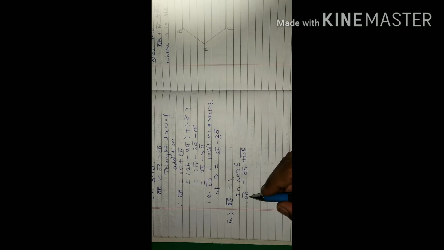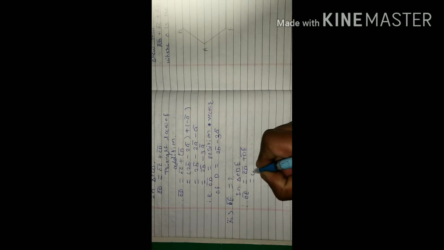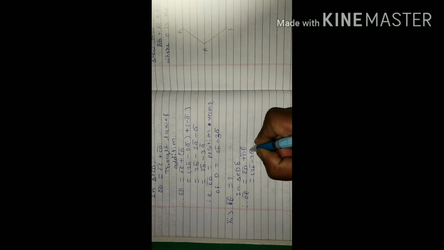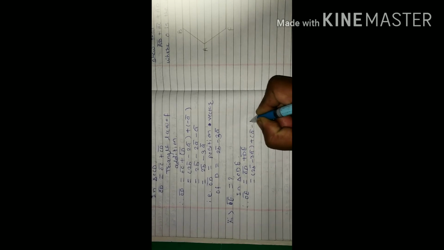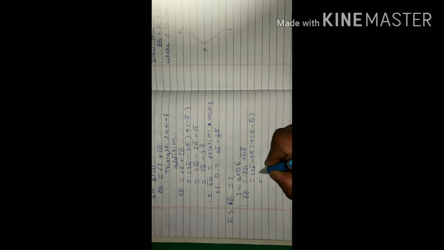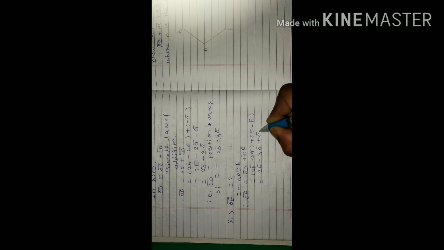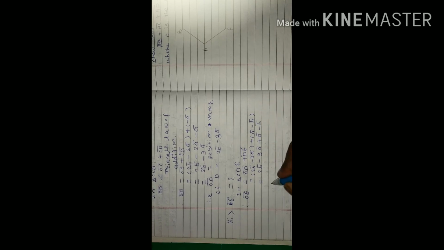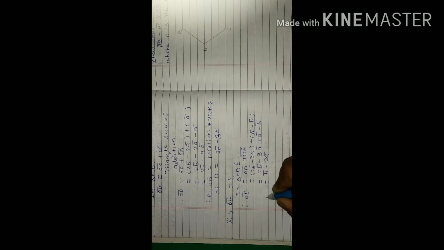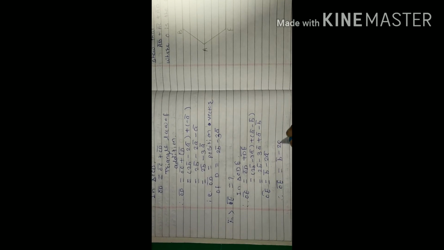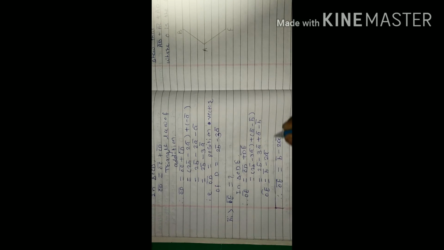Then put these values and we get OE bar is equal to 2B bar minus 3A bar plus A bar minus B bar, which is 2B bar minus B bar, that is B bar, and minus 3A bar plus A bar, that is minus 2A bar. It is the value of OE bar. Therefore OE bar is equal to B bar minus 2A bar, the position vector of E.